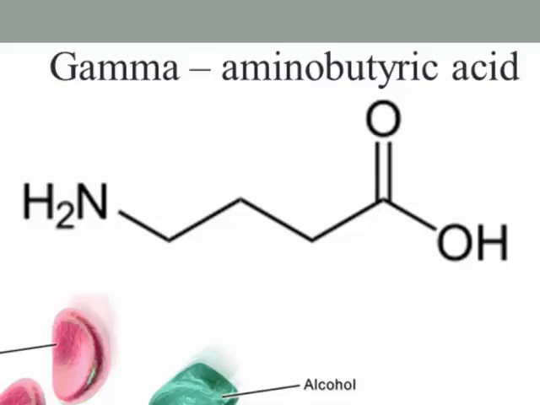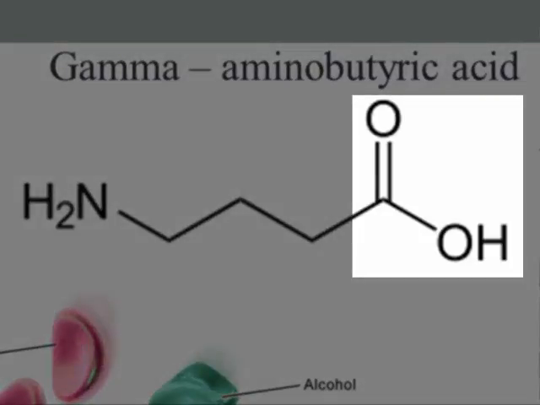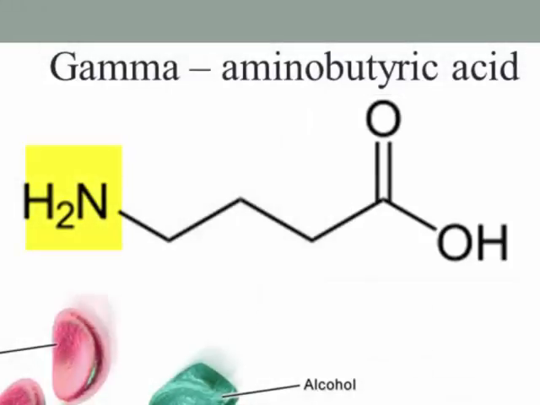Here, this gamma aminobutyric acid structure is like this. It has a COOH group on one side and an NH2 group on the other side. So it looks like an amino acid to me, but it is not an amino acid.